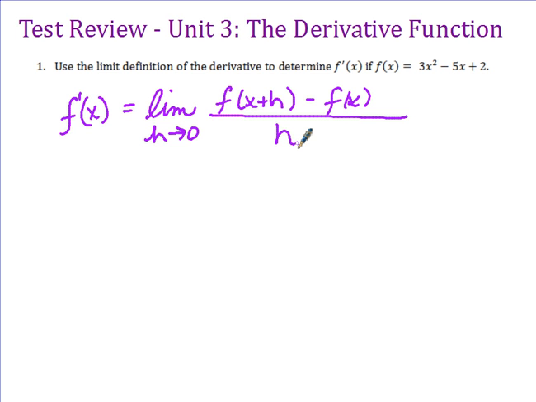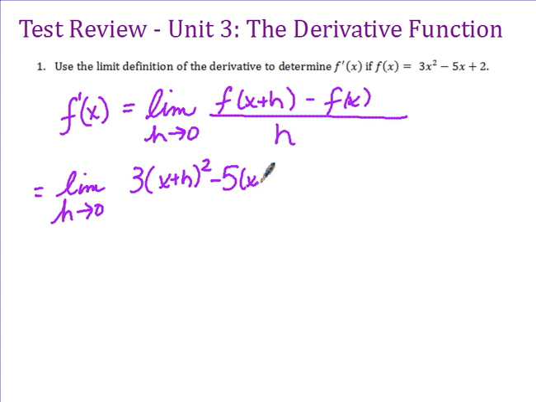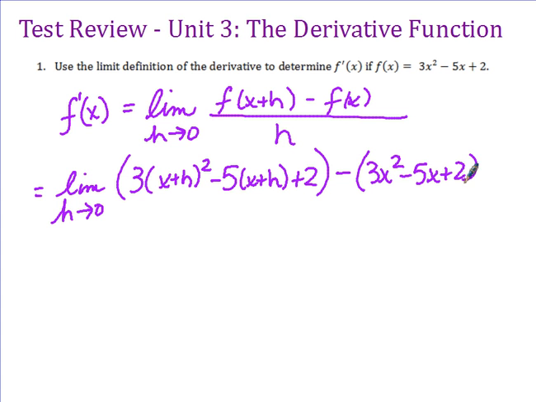And so what that means is that I'm going to start here with f of x plus h. I need to substitute x plus h in for x into my function. So I'm going to have 3 times x plus h squared minus 5 times x plus h plus 2. And that is f of x plus h. Now I need to subtract f of x. And we're going to keep this all over h.